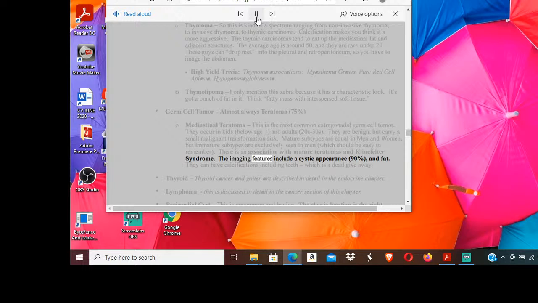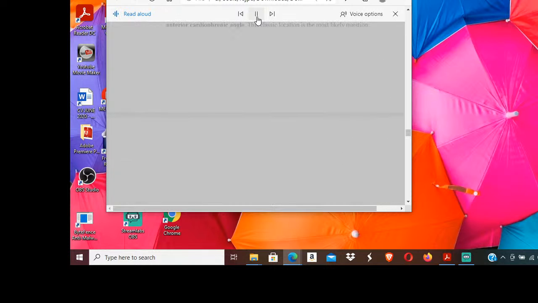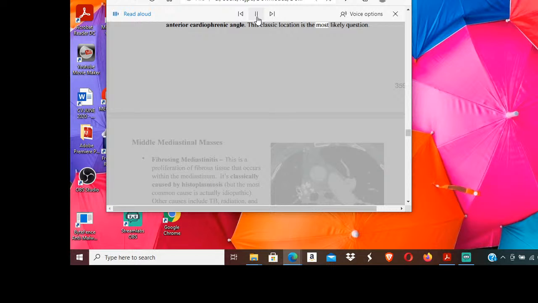The imaging features include a cystic appearance, 90%, and fat. They can have calcifications including teeth, which is a dead giveaway. Thyroid cancer and goiter are described in detail in the endocrine chapter. Lymphoma, this is discussed in detail in the cancer section of this chapter. Pericardial cyst, this is uncommon and benign. The classic location is the right anterior cardiophrenic angle. This classic location is the most likely question.